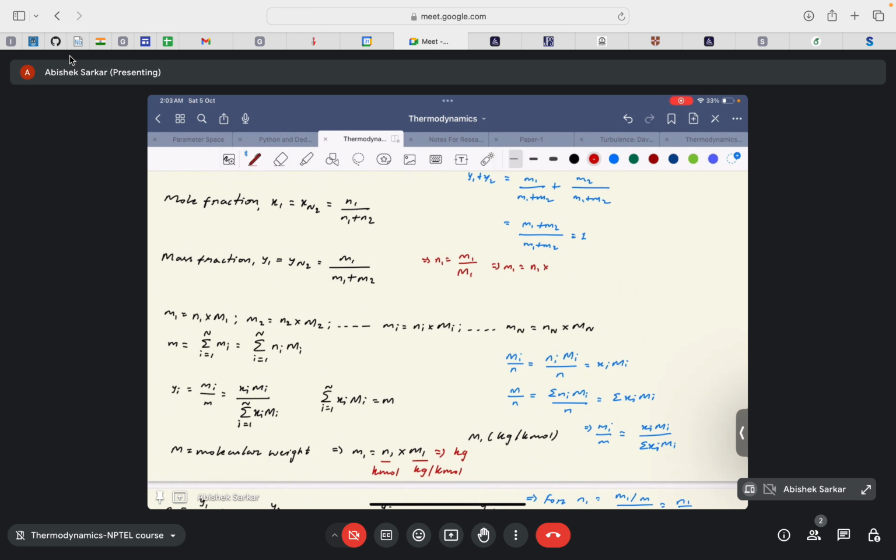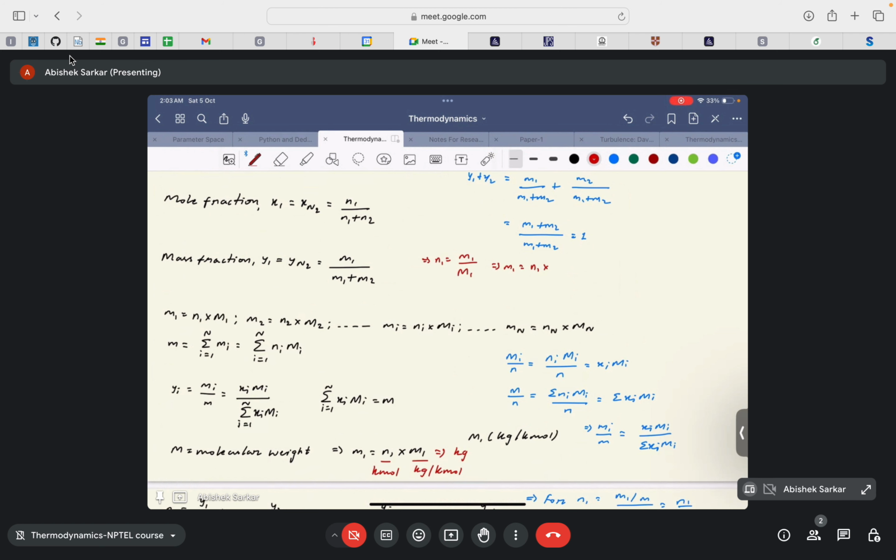Sorry, the molecular weight of the mixture can be found out by this relation, where capital M denotes the molecular weight and Y denotes the mass fraction of a particular gas that we are considering. Yi denotes the mass fraction of the ith gas component.